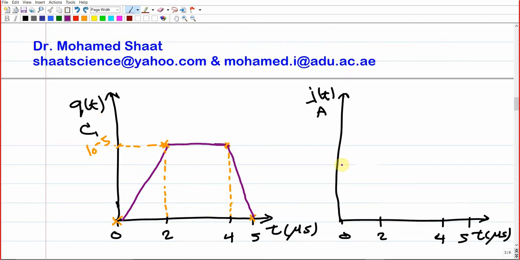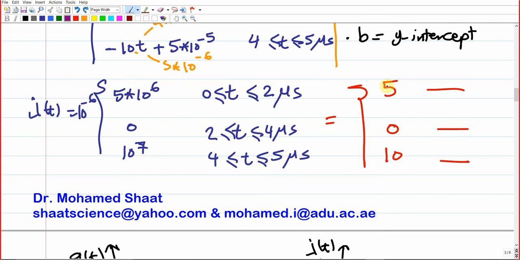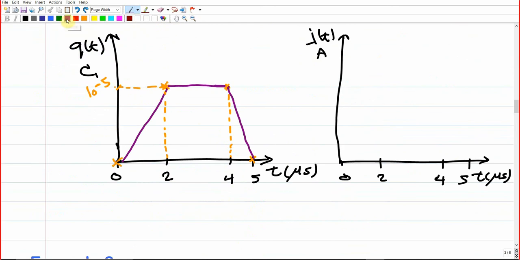How about the current? The current is the same. We have three functions here. All of these three functions are constant functions. We're lucky. So it's going to be just 5, 0, and negative 10 within the periods between 0 and 2, 2 and 4, and 4 and 5. It means that if I decide to draw this one between 0 and 2, it should be 5, a constant function. Between 2 and 4, it should be 0. Between 4 and 5, it should be negative 10.